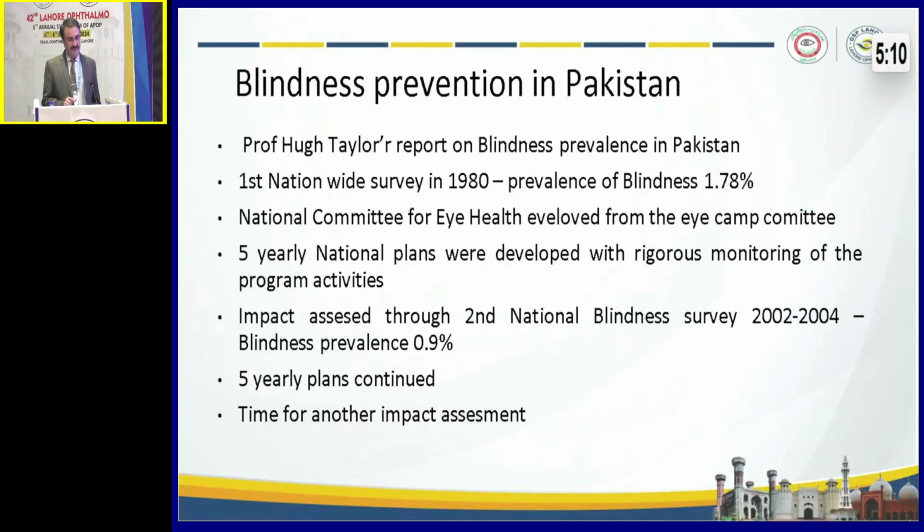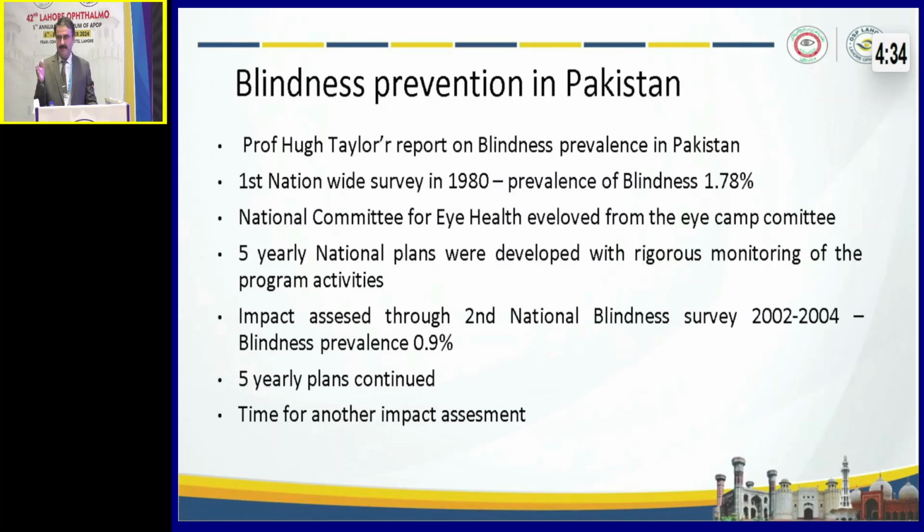So the journey of blindness prevention in Pakistan definitely starts, and we are lucky enough to have a professor with us with his report on the prevalence of blindness in Pakistan, which was based on the first nationwide survey that occurred in 1980, with a prevalence of blindness of 1.78%. The National Committee for Eye Health then evolved from the ICAMP committee, and 5-year national plans were developed with rigorous monitoring of the program activity.